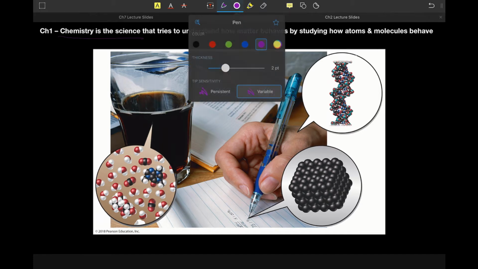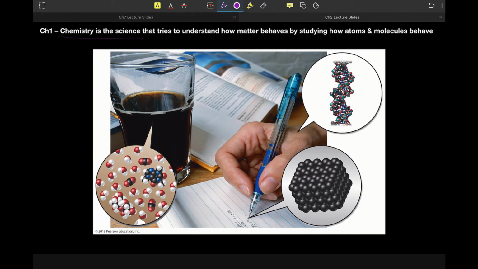Definitions. Those are key things that we should obviously know. Chemistry is the science that tries to understand how matter behaves by studying how atoms and molecules behave. So, chemistry is about matter. Matter is atoms. And so when we're talking about chemistry and chemicals, which would be the things that chemistry studies, it comes down to everything made of atoms and how those atoms behave.